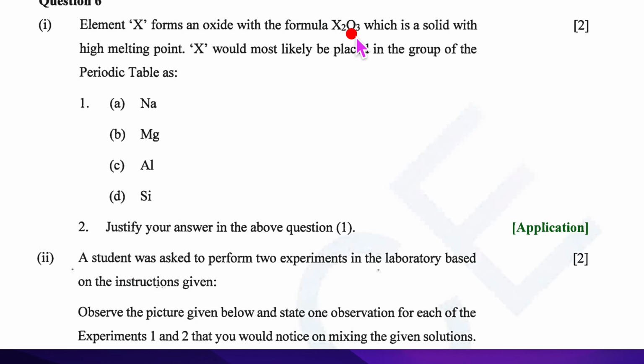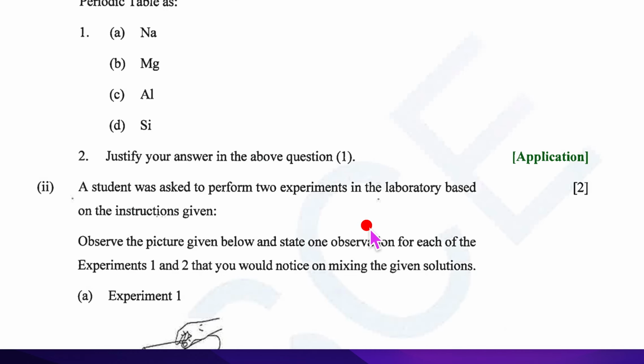X forms an oxide with the formula X2O3. That means X has valency 3+ because oxygen is 2-. So X3+, in which group will it be? Na is 1+, Mg is 2+, Al is 3+. So definitely it will be with Al, in the same group. Justify the answer. I told you, write it elaborately and mark the keywords.